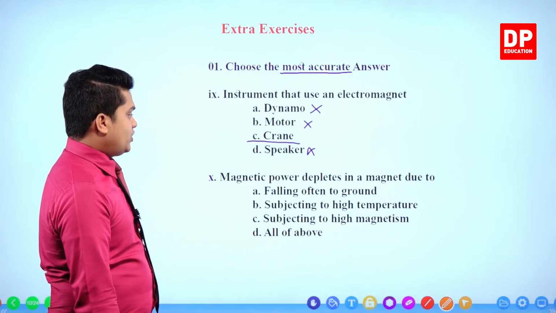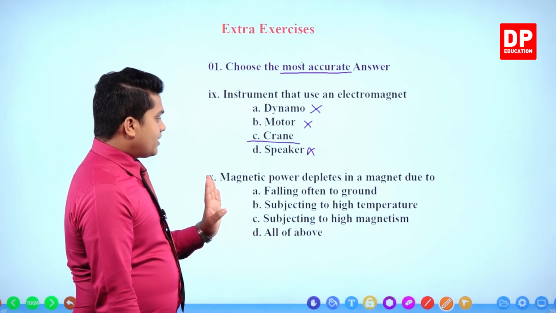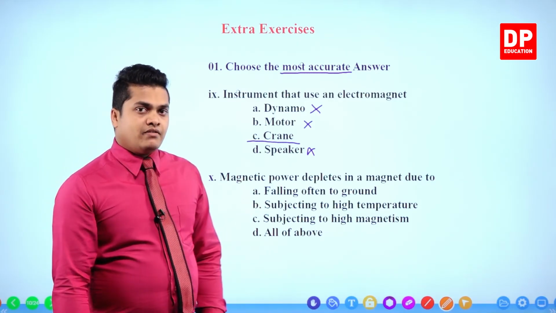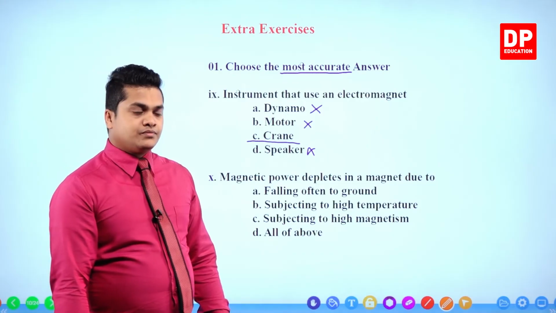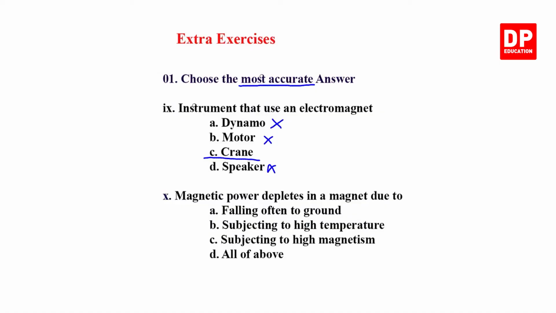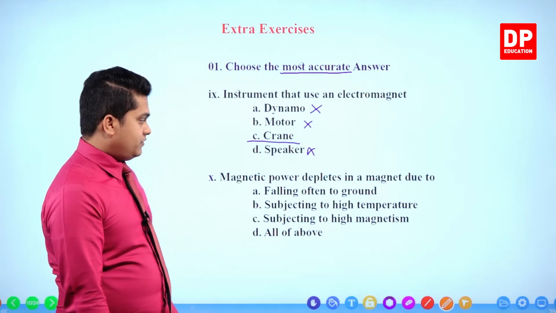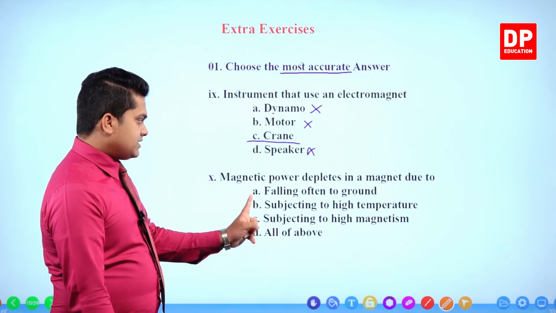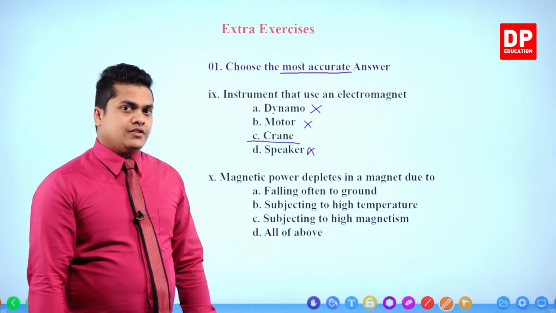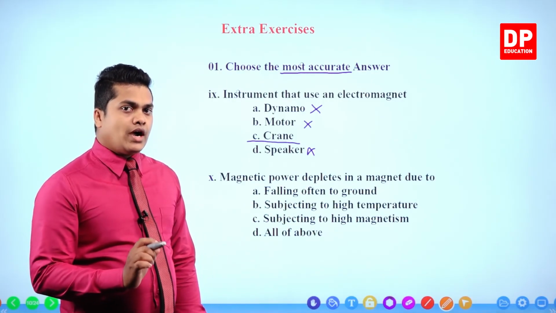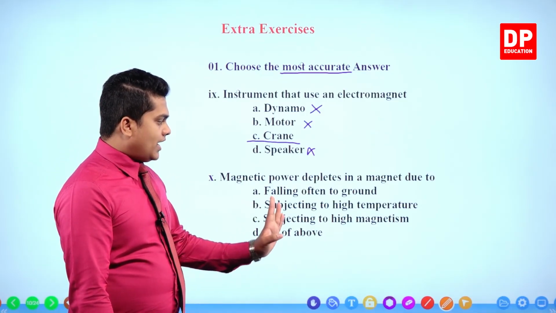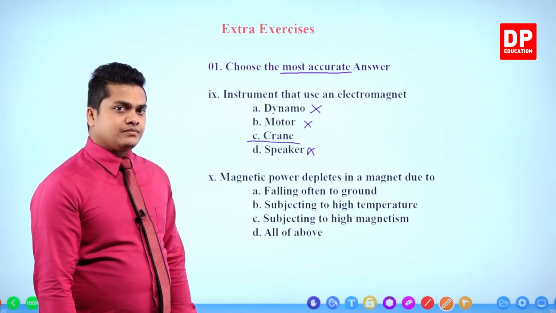Then the next question, the 10th one. Magnetic power depletes in a magnet due to, right? First one is given, falling often to the ground. Second one, subjecting to high temperature. Third one, subjecting to high magnetism.